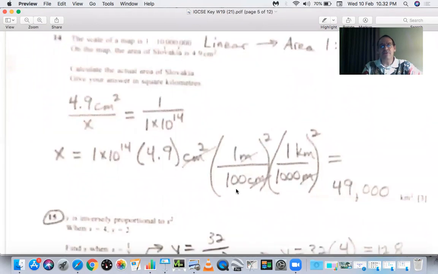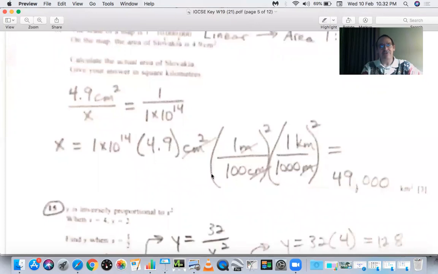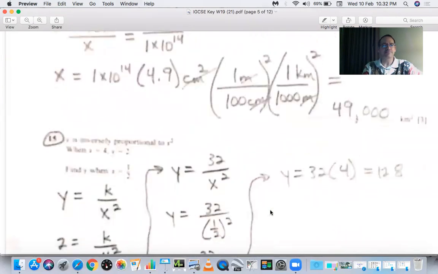So centimeters squared, there's 100 centimeters in a meter. Again, this is linear, so we need to square it to make it area. And then 1,000 meters to 1 kilometer, and then, of course, we square that. That gives us 49,000 square kilometers, which is our answer after you multiply all this across the top and divide by this across the bottom. Pay attention to this. These squares do apply to the bottom, so it's actually 100 squared and 1,000 squared in the denominator. And all of this comes out to 49,000 square kilometers.